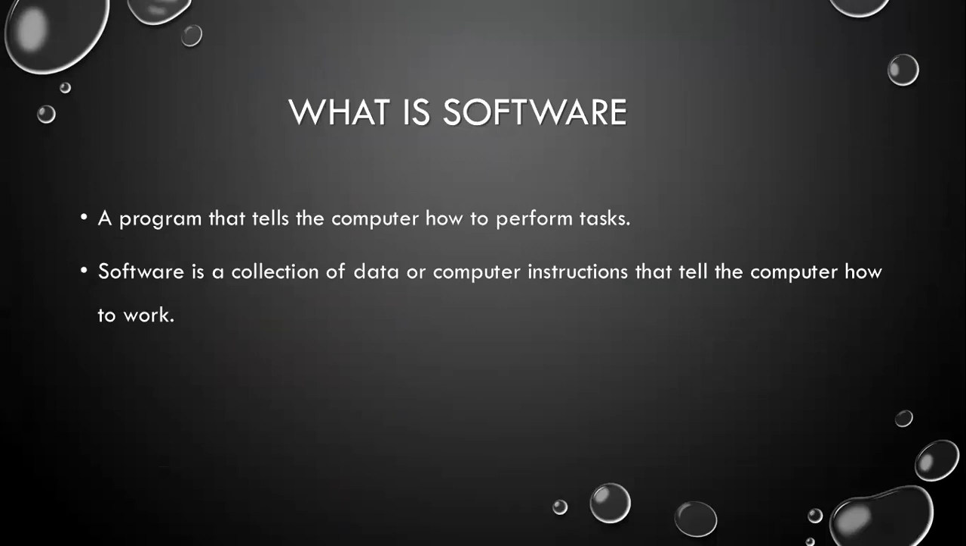So, what is software? A program that tells the computer how to perform tasks. Software is a collection of data or computer instructions that tells the computer how to work. So, software is a program. We give the computer instructions, and these instructions are considered as an input. Software converts these inputs or instructions into output. So, software is basically a program that tells the computer how to function according to these instructions.